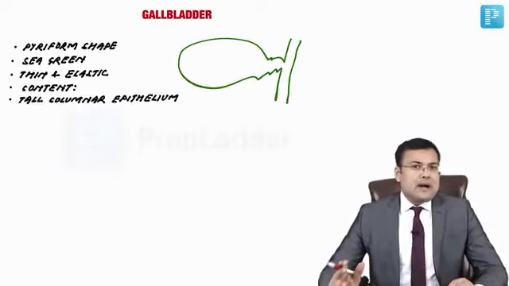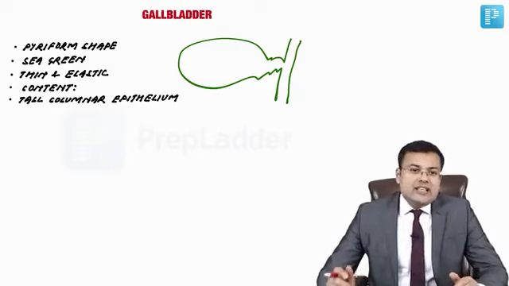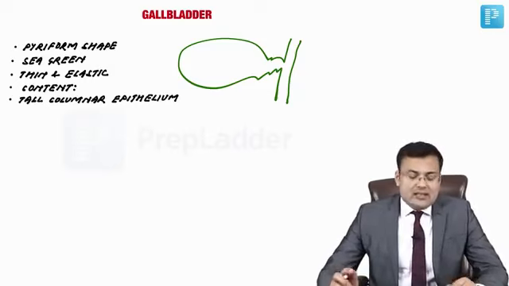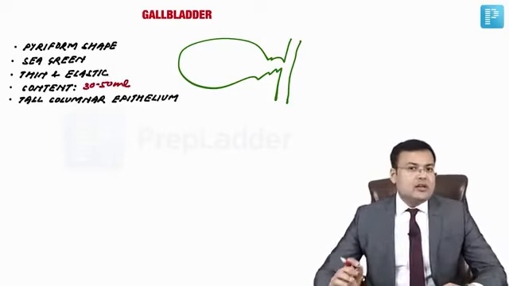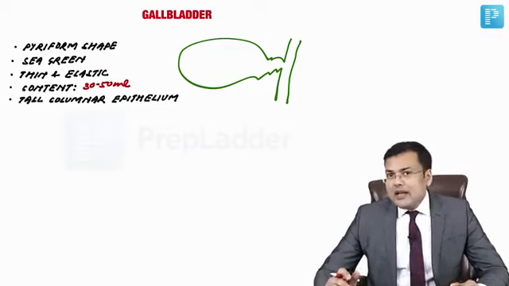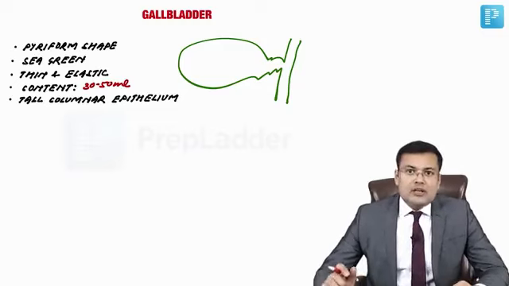Now we are going to discuss the gallbladder. So first we are going to discuss anatomy and physiology. The gallbladder is pyriform in shape. What's the color? Sea green. It is thin and elastic. And how much is the content? Content is 30 to 50 ml, and it is lined by tall columnar epithelium.